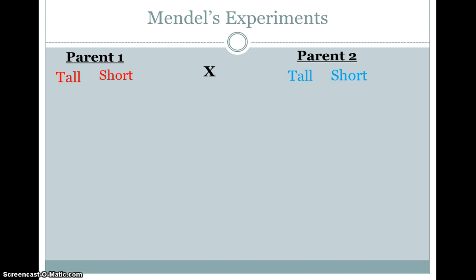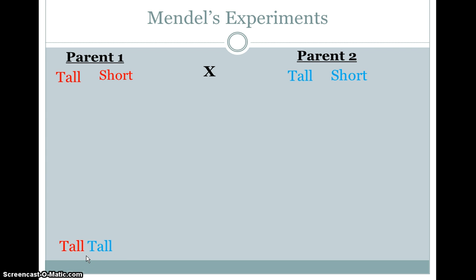Alright, so parent 1, as a hybrid, had one tall allele and one short allele. Parent 2, also as a hybrid, also had a tall allele and a short allele. So let's see how these could combine in different ways. So if parent 1 passed down one tall allele, and parent 2 also handed down its tall allele, we would end up with this combination of alleles.